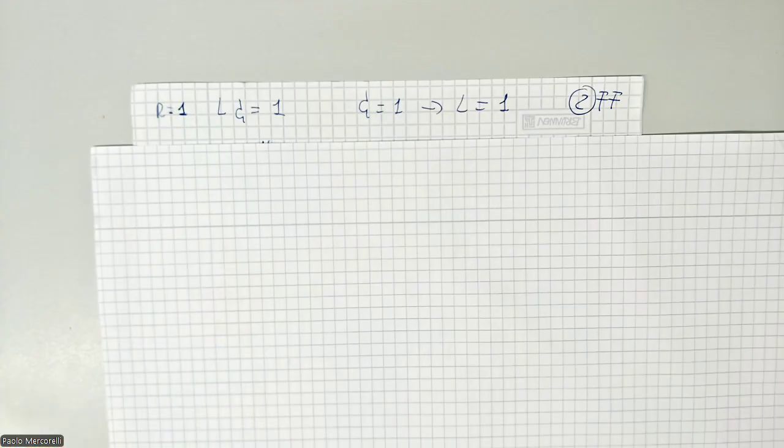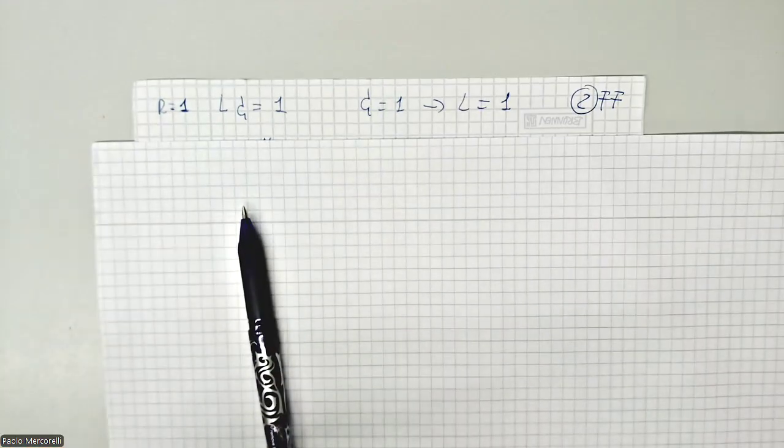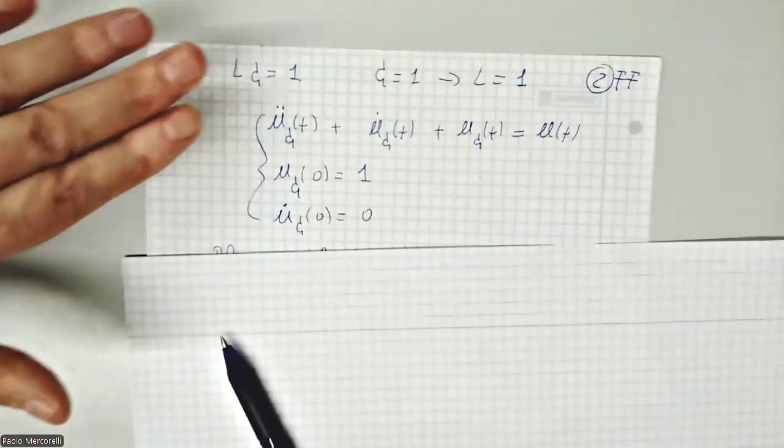Excuse me, I need to stop because I have to answer the telephone. I come back in a few minutes. Please remain. In the meantime, look at this equation here. I come back.